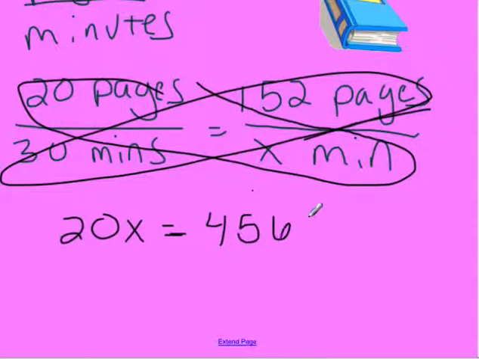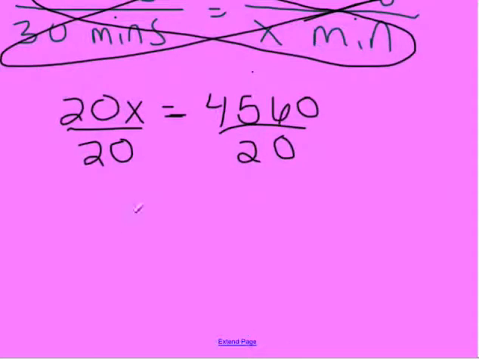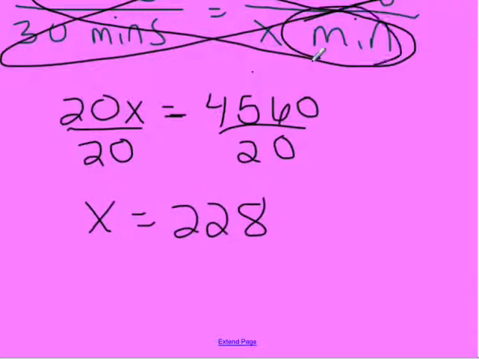4,560. Now to figure out how many minutes it is, all we have to do is divide both sides by 20. When you divide both sides by 20, you end up getting X is equal to 228. Now remember, we were looking for minutes. So it's going to be 228 minutes.